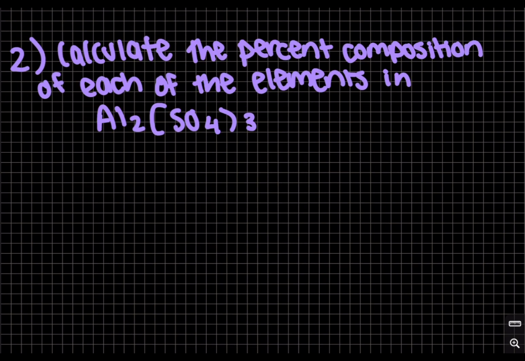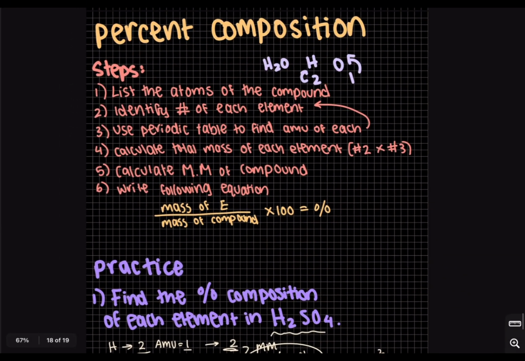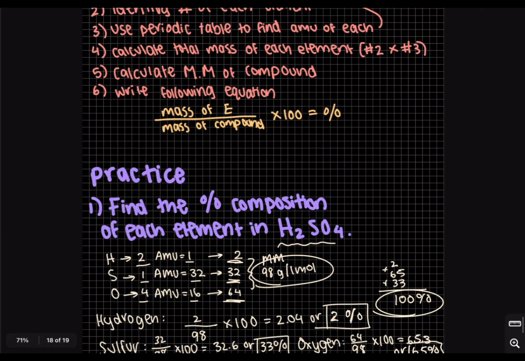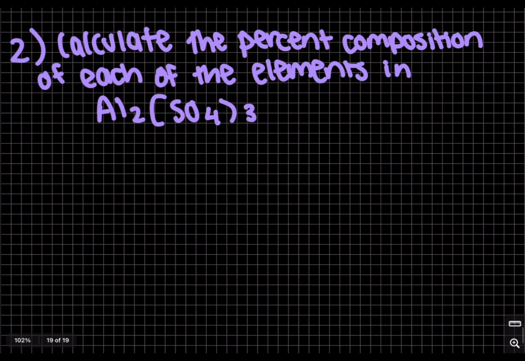Now let's do another question. So we will follow the exact same steps that we did in question 1. Our first step, I'm just going to refer back to my steps, is we're going to list the atoms in the compound, okay? So I know in this compound, I have aluminum, I have sulfur, I have oxygen, and that's it actually. And now my step 2 is to list the number of each element in the compound. So the number of atoms.